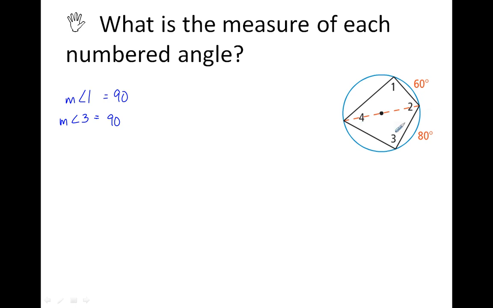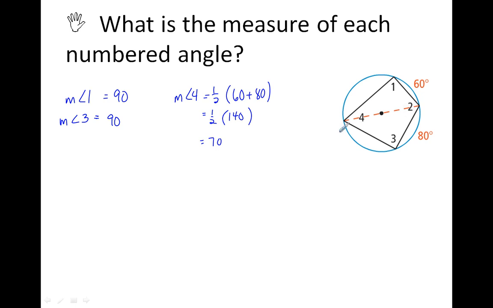Now I need to find 2 and 4. Well, let's start with 4 because I have the measures of these arcs right here. The measure of angle 4 is going to be 1/2 of the intercepted arc, so 60 plus 80. So it's 1/2. 60 plus 80 is 140. So the measure of angle 4 is going to be half of 140, which is 70.